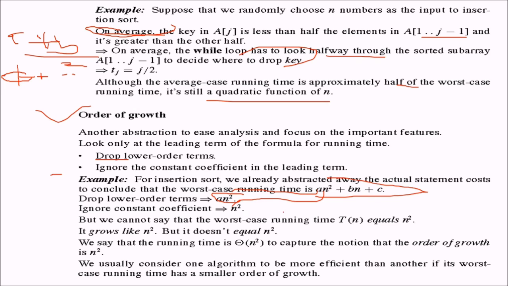But we cannot say that the worst case running time is equal to n square. It grows like n square. It is very important: the worst case running time is not n square. It grows like n square, but it doesn't equal n square. And we say the running time is theta of n square, just to capture the notation that the order of growth is n square. Order of growth, not equal to, right? So we usually consider one algorithm to be more efficient than another if its worst case running time has a smaller order of growth. So this is order of growth.